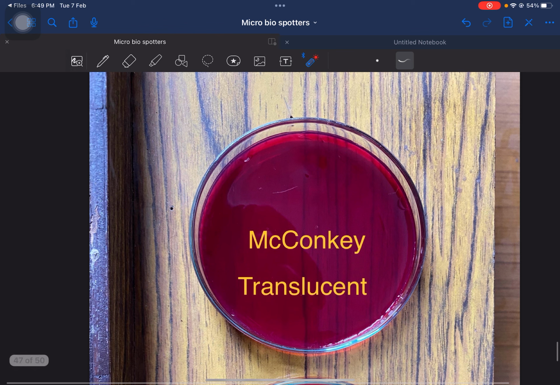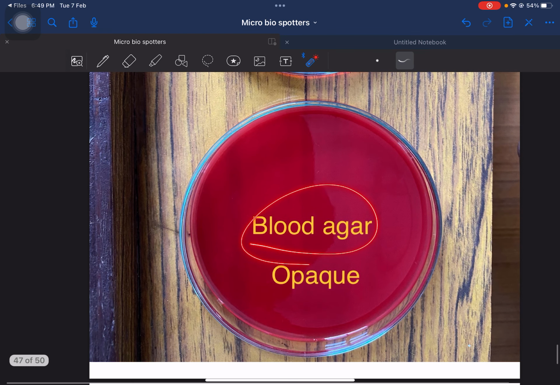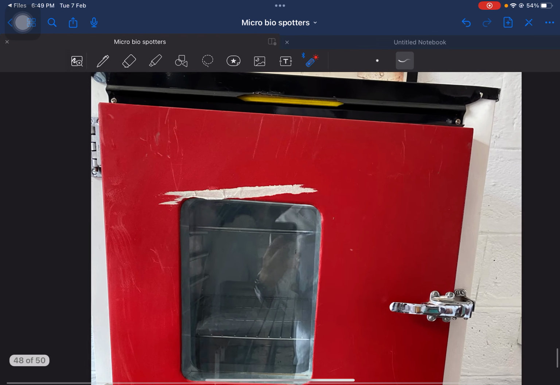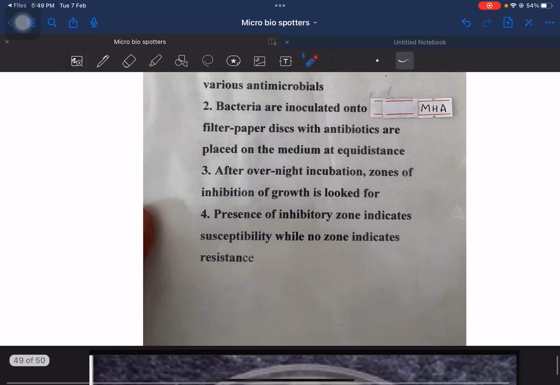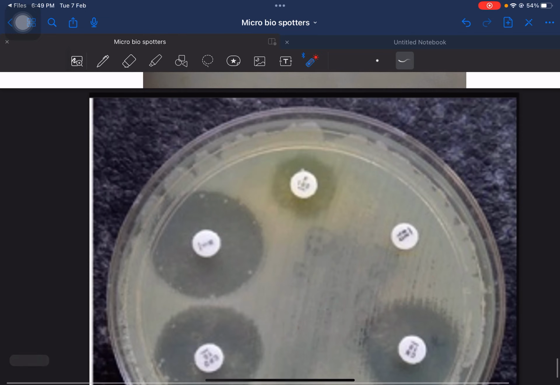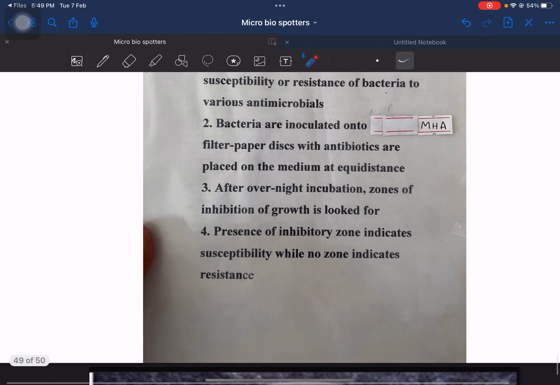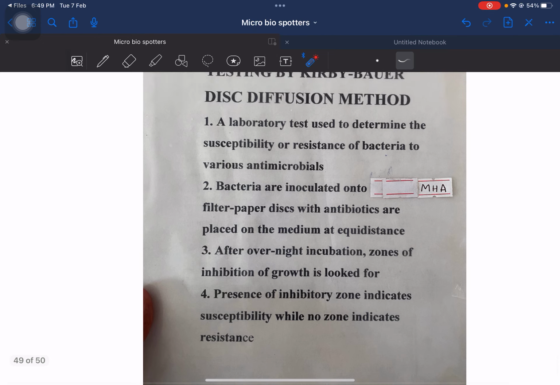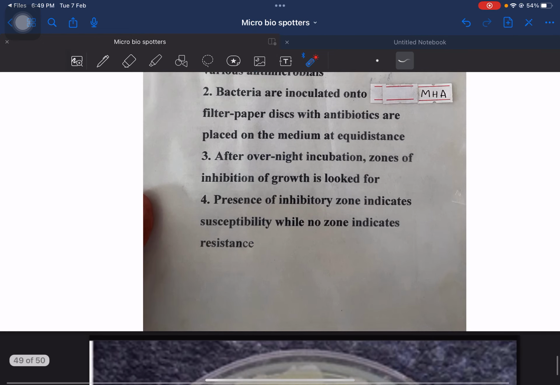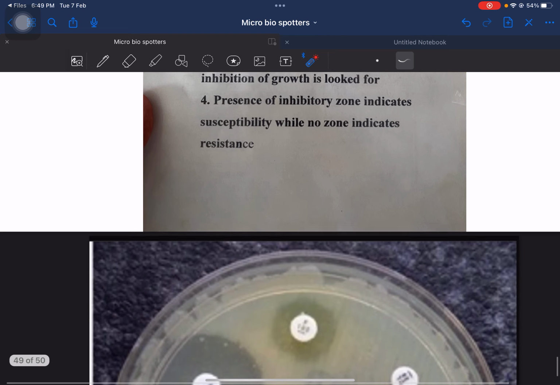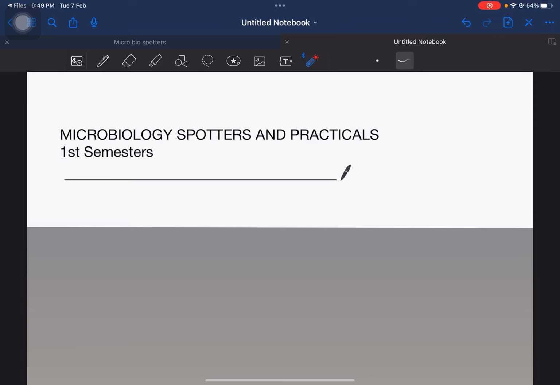As you can see here, in MacConkey agar the lines of the table can be seen, whereas blood agar is quite opaque and the lines cannot be seen. About antibiotic susceptibility testing, this is the picture. You can see a similar thing in the spotters. Know about the use and about the inhibitory zones. So without any further ado, we will go into gram staining and the important questions.